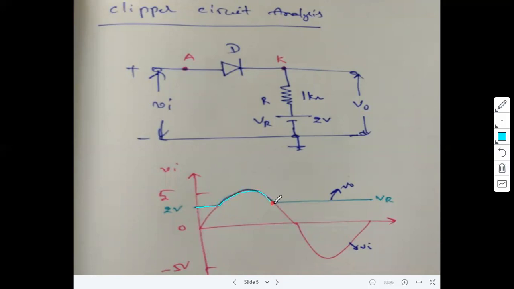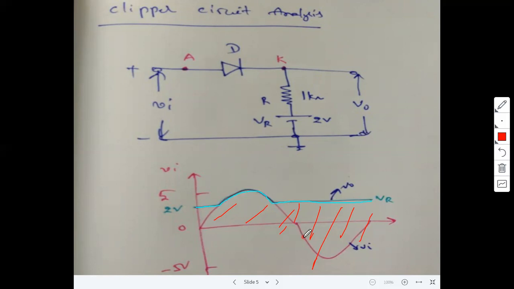What does it represent? It will clip off the signal below the reference signal, right? This entire signal is clipped off. That means it allows only the input signal above the reference.